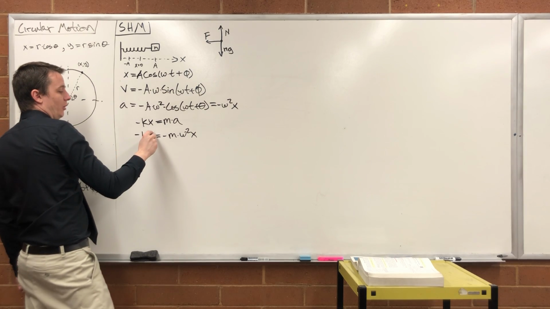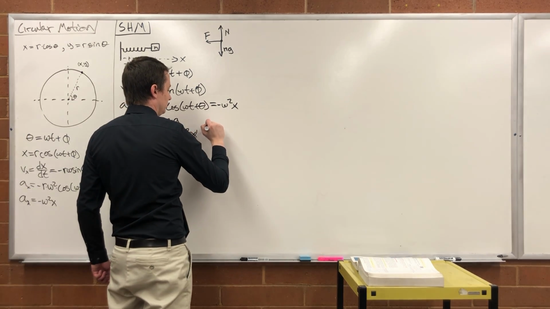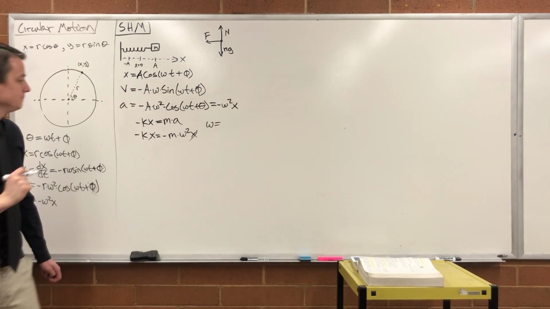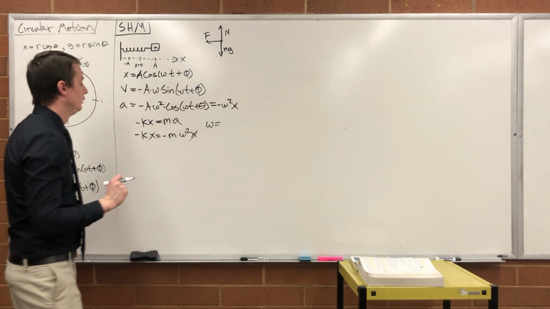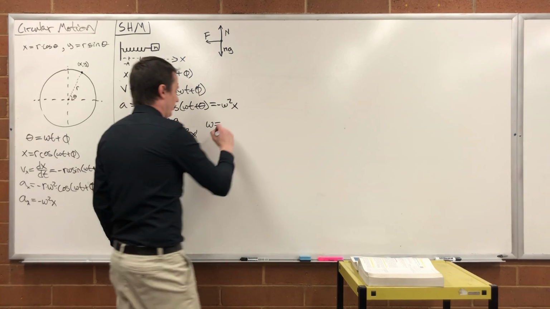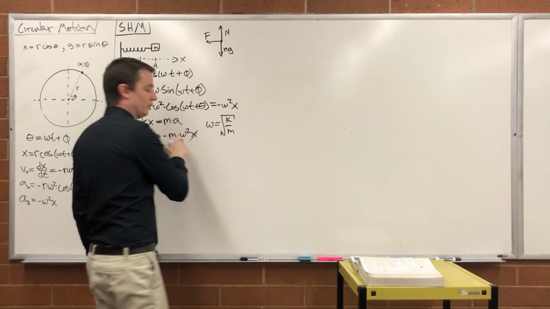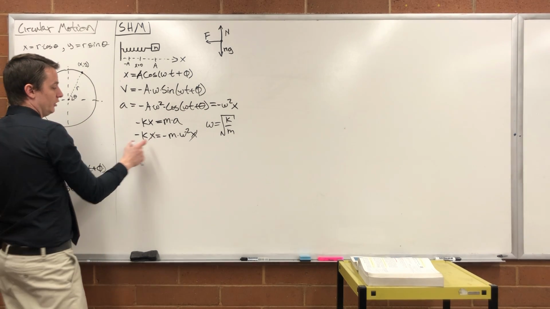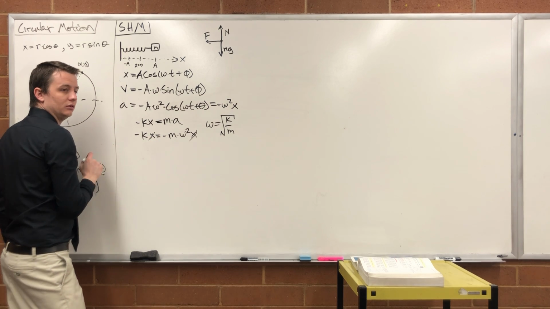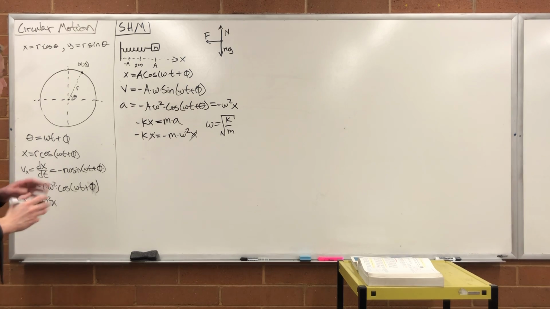We can cancel out the x's on both sides, and I want to solve for omega, and so my omega in this case is equal to k over m. Almost negative. Square root of k over m. Isn't there a root? Because omega squared. I meant negative k divided by negative m. Oh, that makes it positive. Yeah.